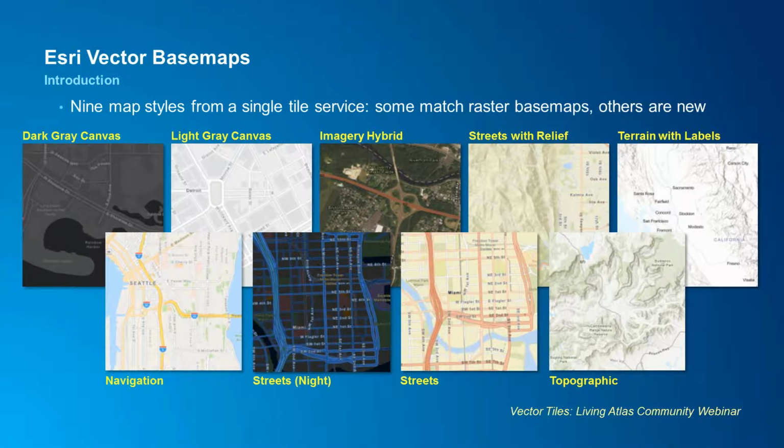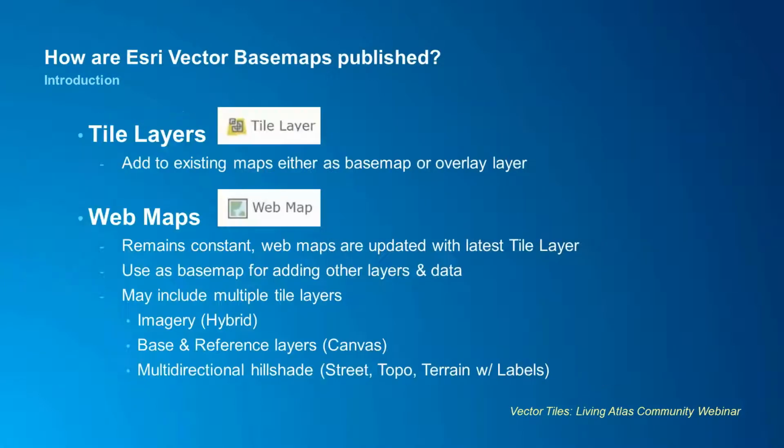So how are the Esri vector basemaps published? We publish them as tile layers that you can add to an existing map, either as a basemap or as an overlay layer. We also create web maps. The URL for the web map will remain constant whether we're in beta or in production, and they're updated with the latest tile layer. You can use that basemap as is, or you can add your own layers and data through ArcGIS Online.